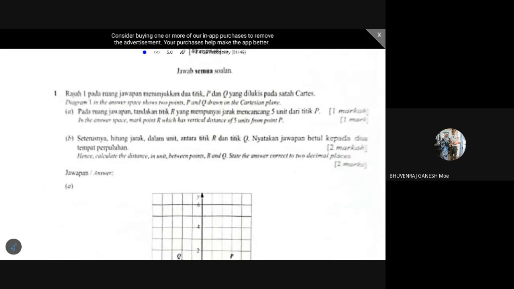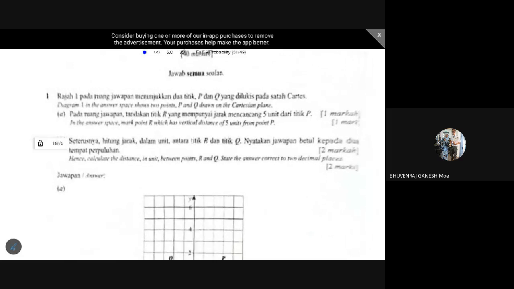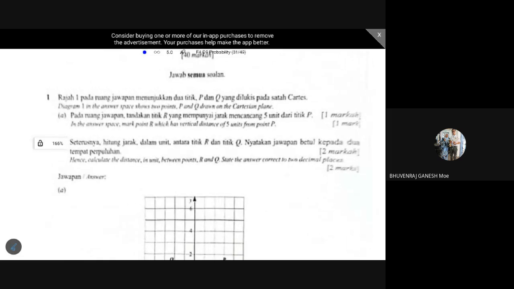Okay, so this is your first question. Ini adalah soalan pertama dalam SPM sebenar 2022. For kertas 2, kita buat kertas 2 hari ini, paper 2, okay? So let's read the question together.